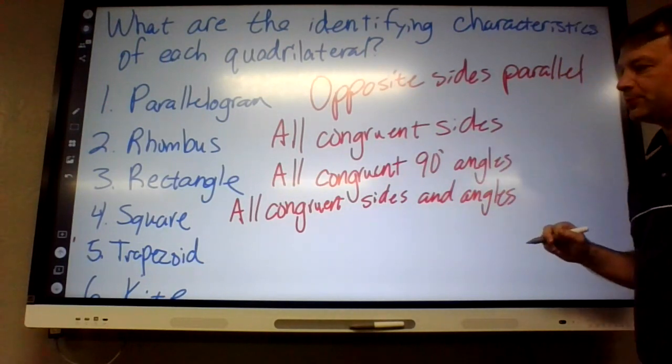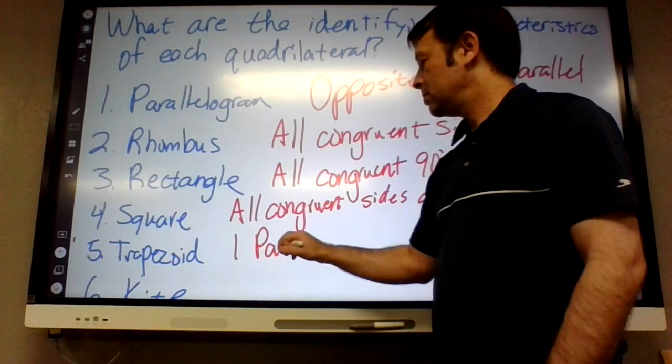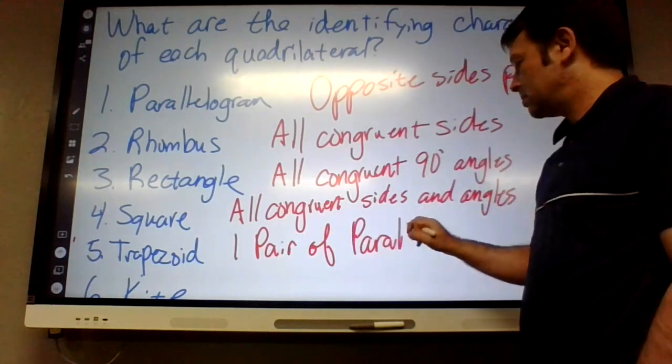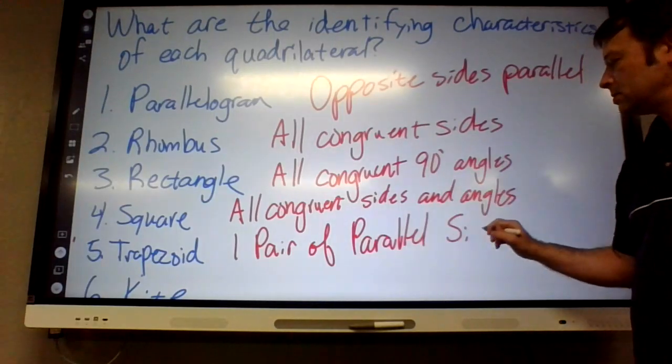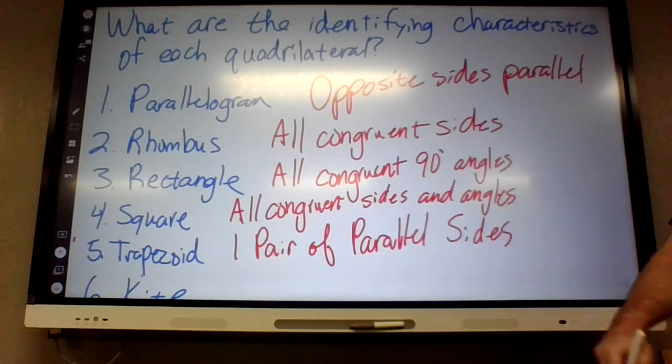What makes a trapezoid a trapezoid? One pair of parallel sides. And you guys can see kites down there.